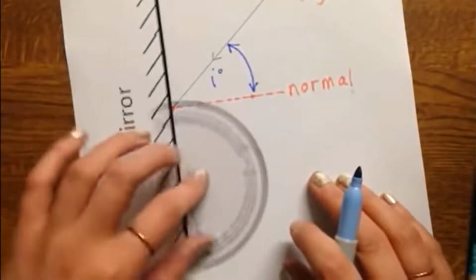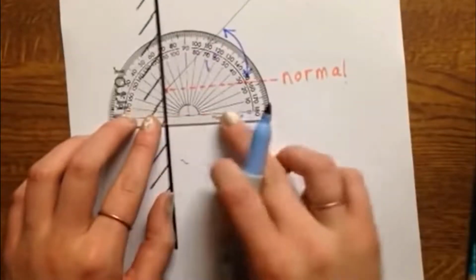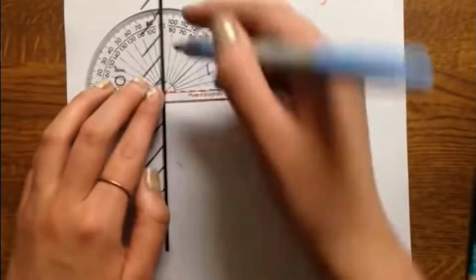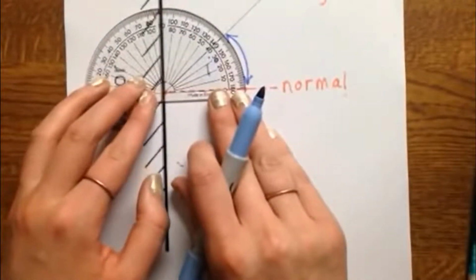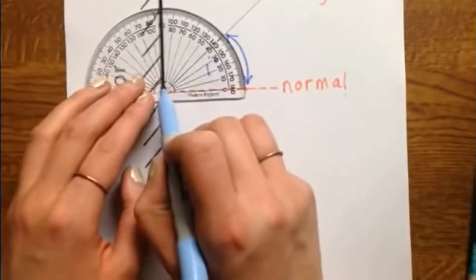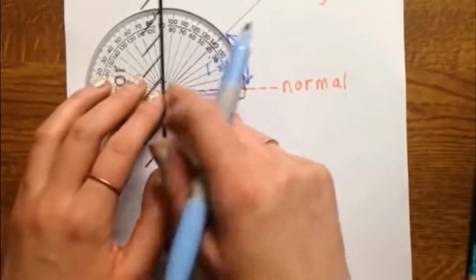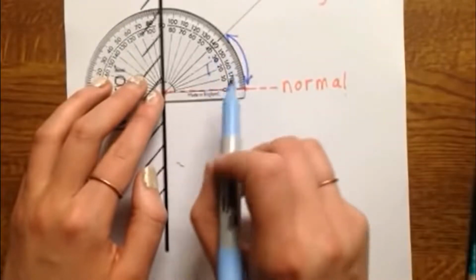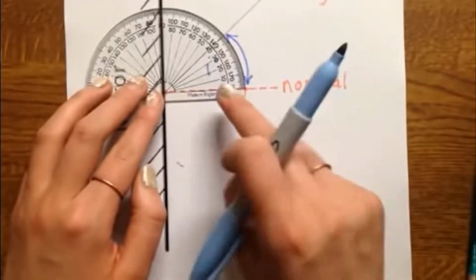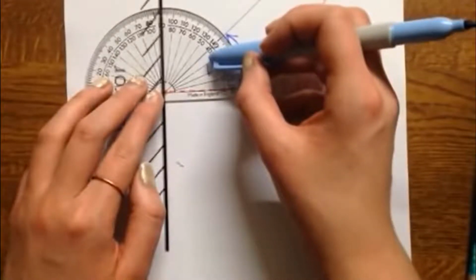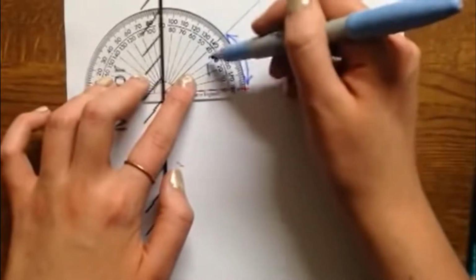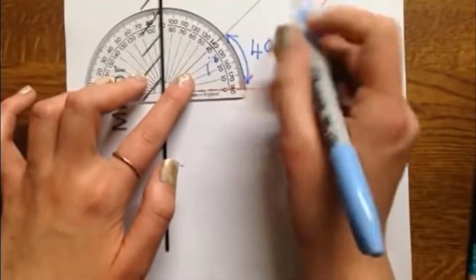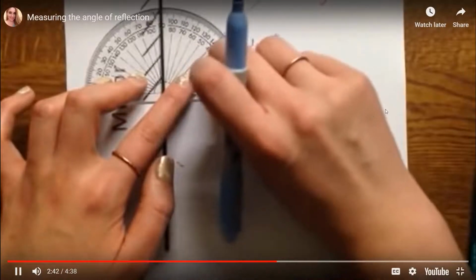We measure this by lining up the straight edge of the protractor along the normal line, and the 90 degrees should line up with the mirror. The point in the centre of the protractor should be the point where the light hits the mirror. Then we choose the scale we'd like to use. For this one we're going to use the inside scale. You want to use the scale that starts at 0 and count up along the protractor to find the angle in between, and on this one it is 40 degrees. You can see here on the inside scale the line is hitting 40.